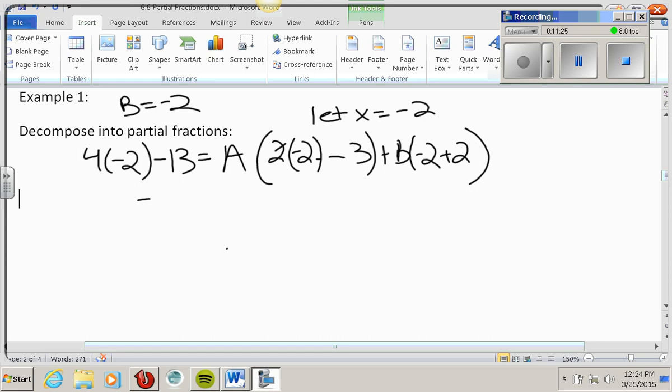And solve. It will eliminate the b. And that will leave us on the right with -7a. Solve for a. That's an equals. We have a equal to 3.